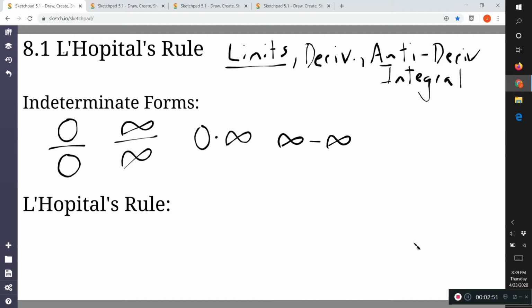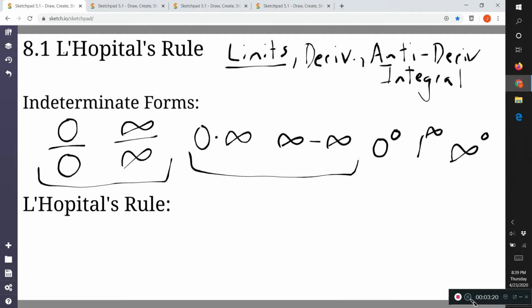The last three we're going to look at are the exponential forms. If we have 0 to the 0 power, if we have 1 to the infinitieth power, or if we have infinity to the 0 power. Those are our indeterminate forms. And today we're primarily going to focus on the first two, 0 divided by 0, infinity divided by infinity. Next video we'll do these two. And on the last one we'll do these three, which all have a similar operating procedure. So what does L'Hopital's rule say?